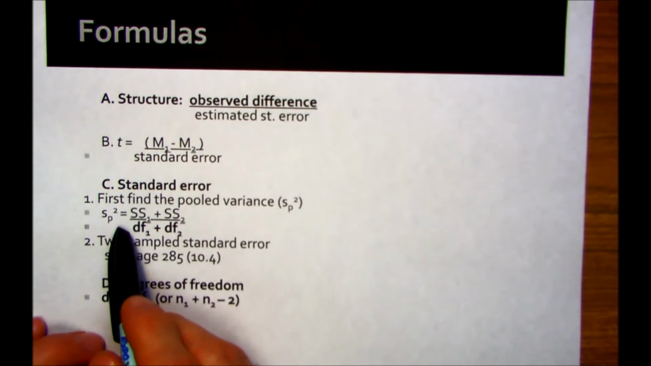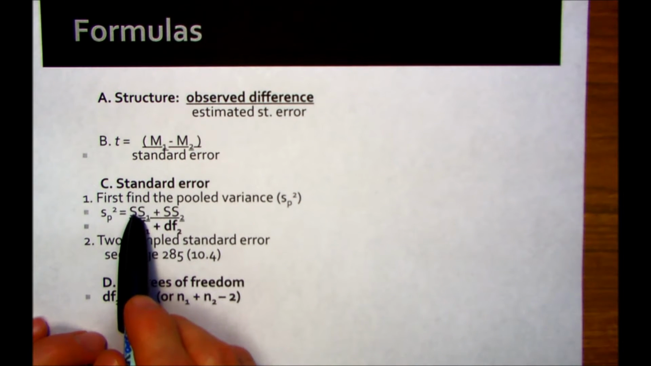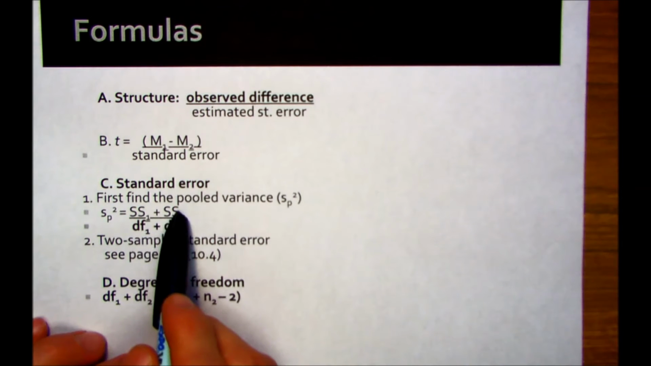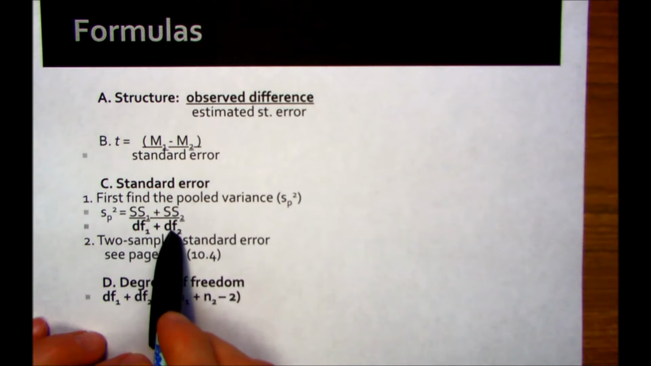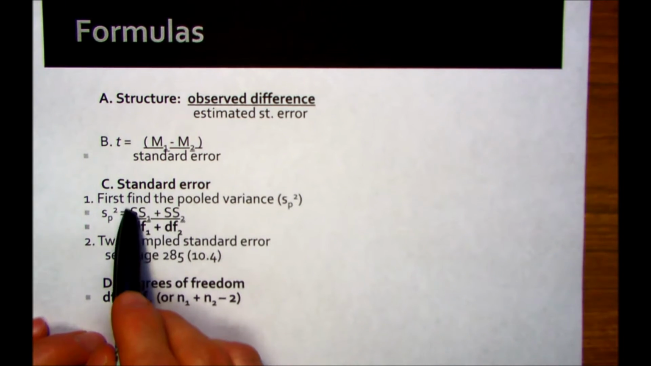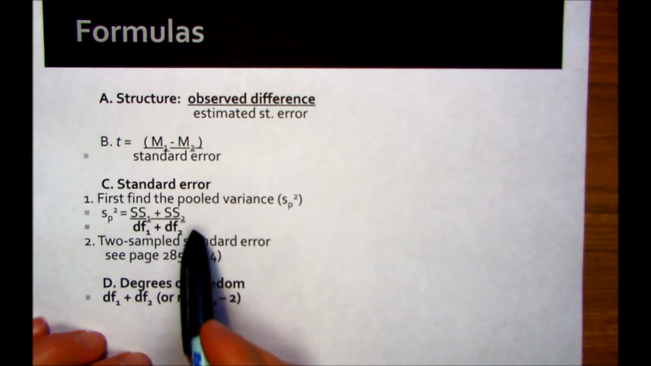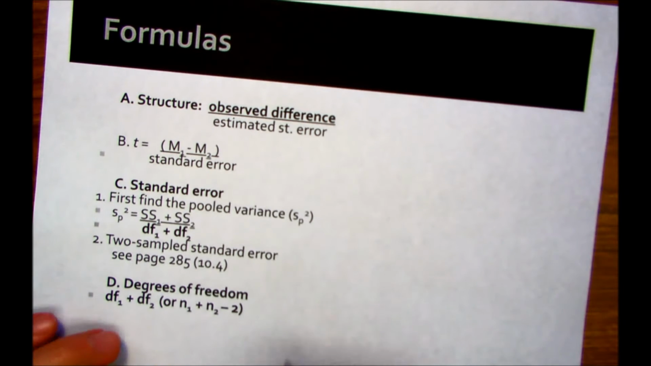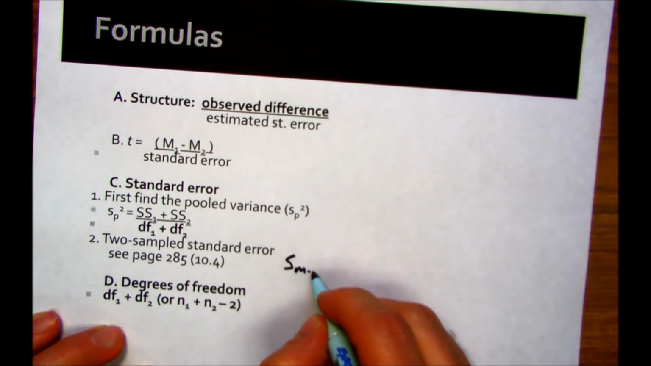One formula to get this, probably the easier formula to work with: we get the sum of squares for the first group, and we add that to the sum of squares for the second group, and then divide by the degrees of freedom for the first group plus the degrees of freedom for the second group. Notice how this is set up, a line going across, so we add across first, then we divide. Once we have that, we want to get our standard error of the mean difference.